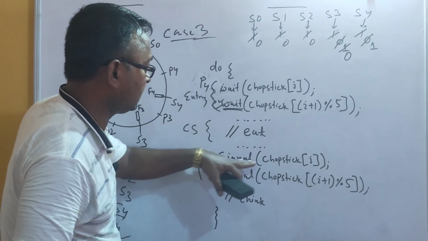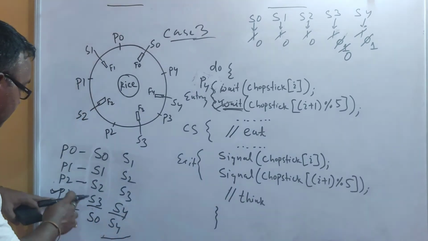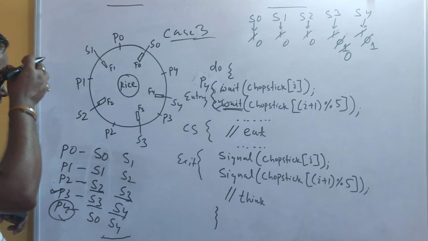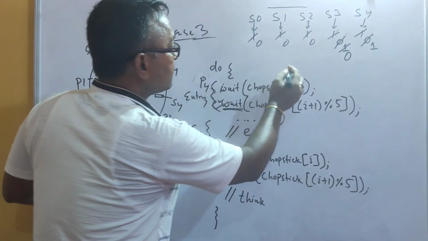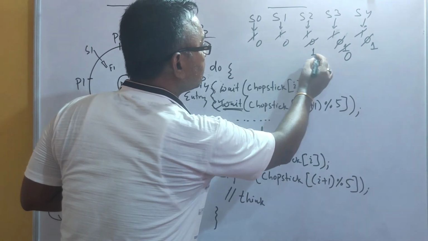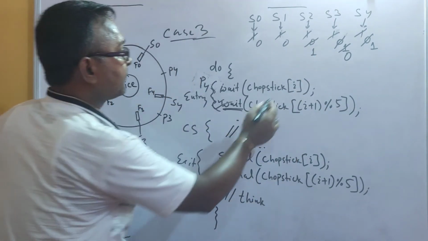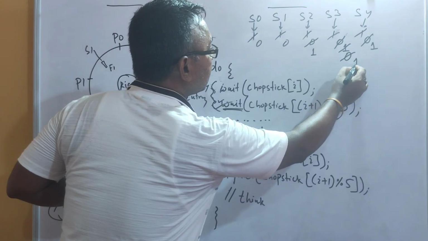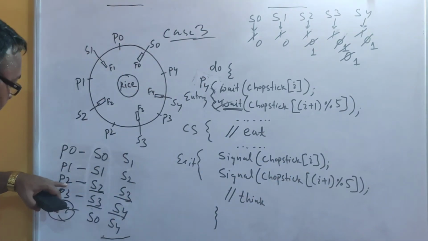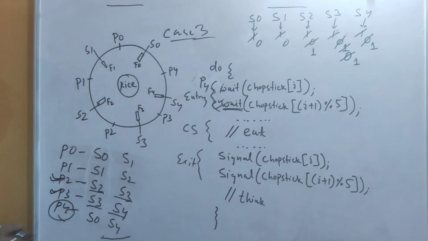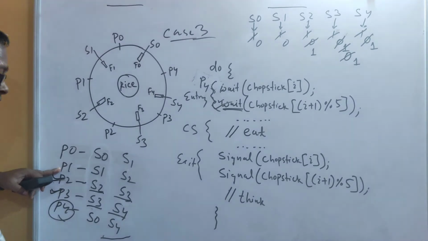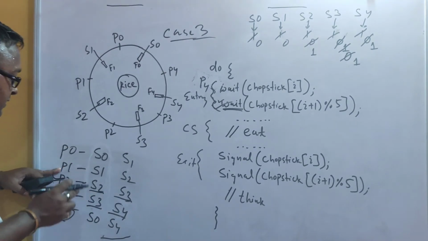So this line of code signals your chopsticks, which ones? Your S2 and S3, right? So signal S2, thereby incrementing the semaphore value from 0 to 1, and S3, thereby incrementing the semaphore value from 0 to 1, right? So right now P2 also has completed its eating, right? So now P1 wants to enter, it can access the resource.